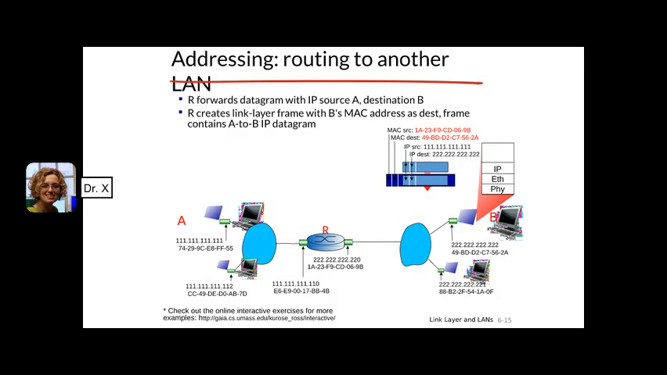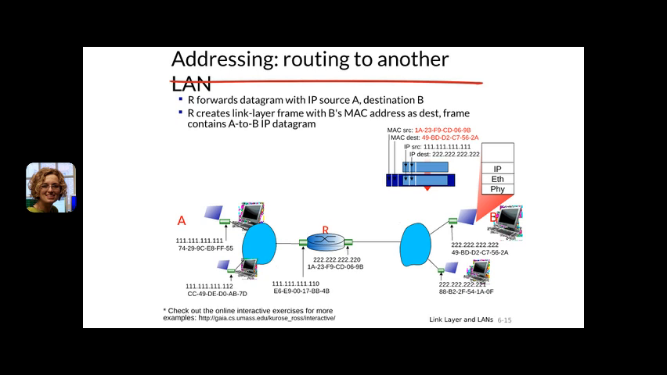We're almost at the end. So at this point, R will forward the datagram with IP source A and destination B towards its destination, which is the B host. And in this case, there may be a switch that will route the final frame to this host, or just a shared medium.